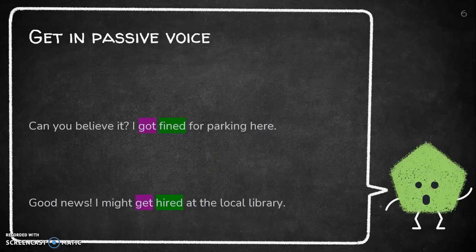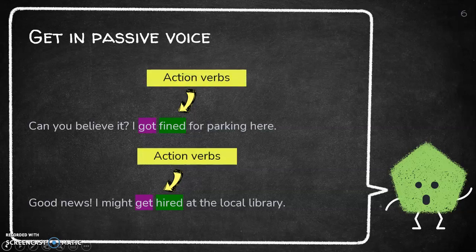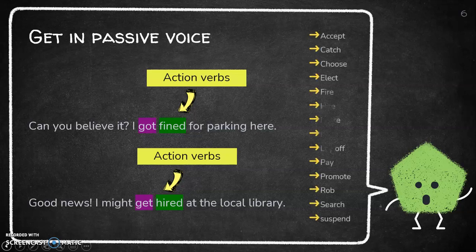Now, something to keep in mind is that these two verbs, fine and hire, had two things in common, or well, just one in this case. We are going to focus on them as action verbs. What happened here? We normally use get in passive voice if we are using action verbs. Some of the most typical action verbs that are used with get in passive voice are accept, catch, choose, elect, fire, and so on.